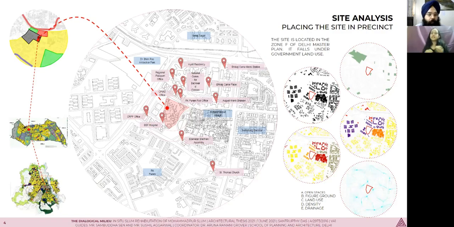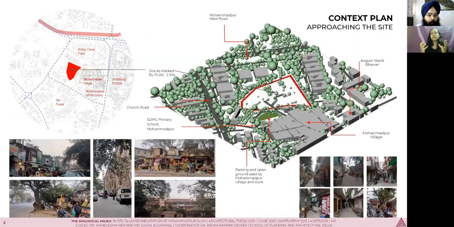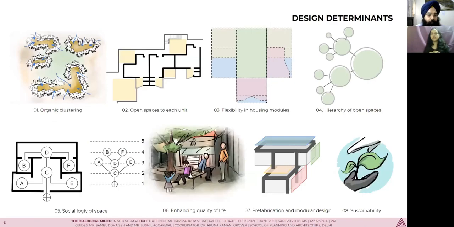Absolutely. So these are certain design drivers that I was thinking about putting into my design. The first was organic clustering, because that is how they have built their own houses. They don't have a clear grid that they work on. So it would be important to realize the advantages of having organic clusters and to provide open spaces to each unit. As you see here, this is a diagram to explain that, almost to what the built area is, what the open space available to them is. Then flexibility in building housing modules, because each module will need to be appropriated to cater to their needs, as they have already devised a system of appropriating their spaces in a way that is comfortable for them.